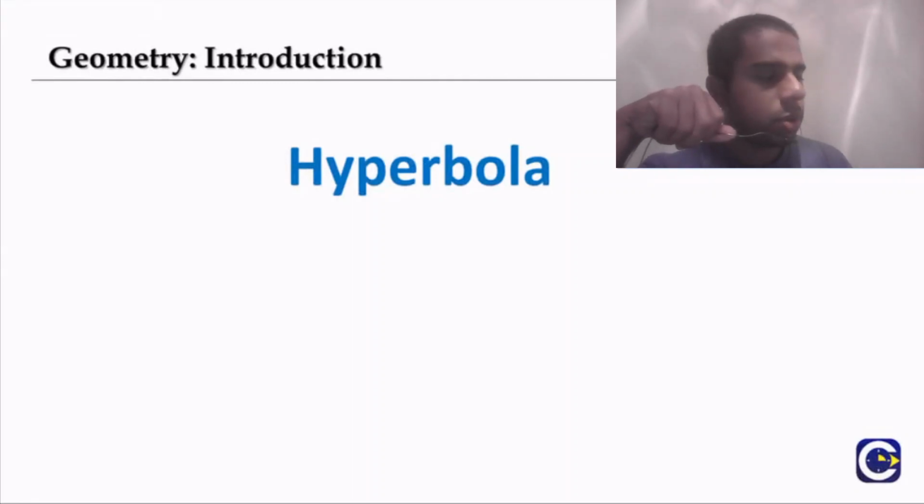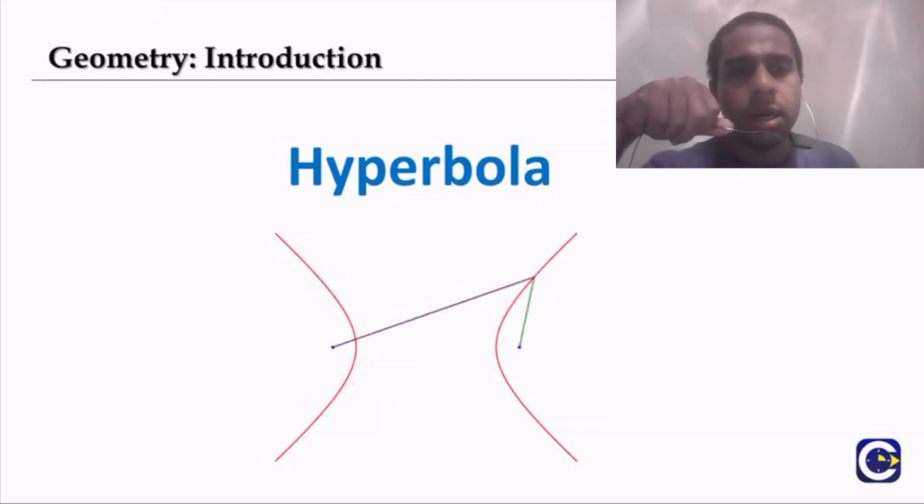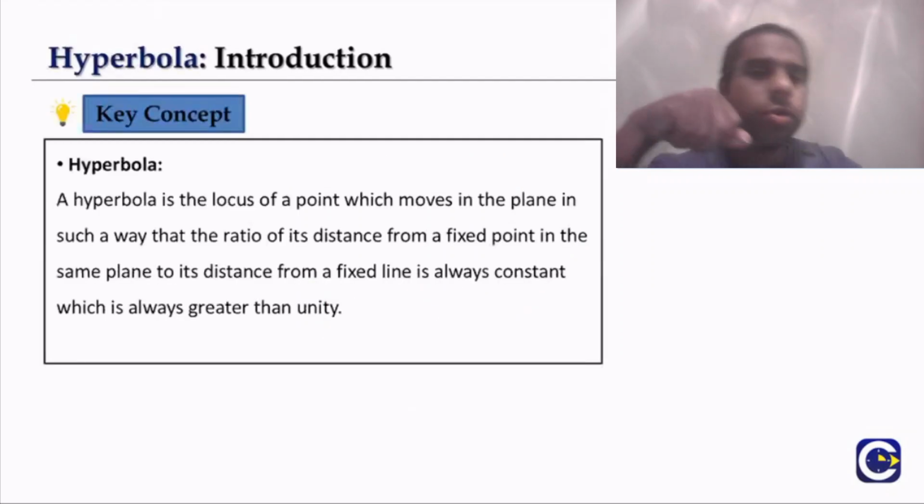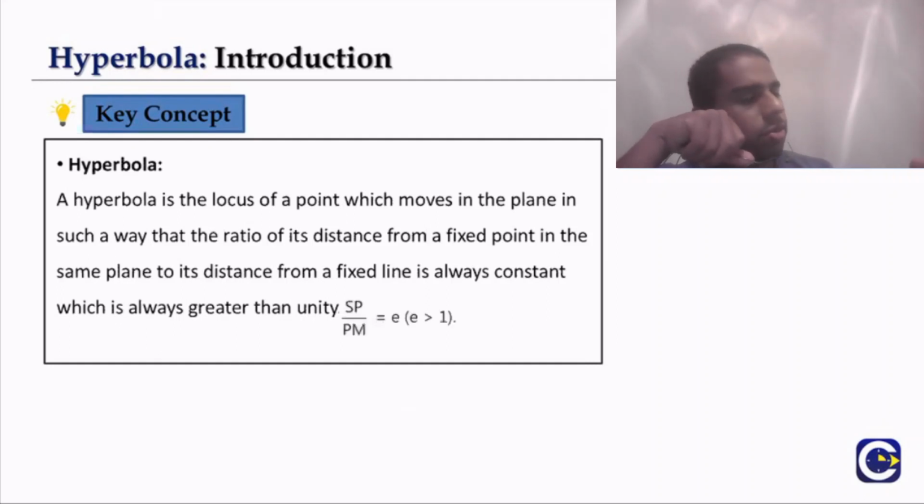So this is what constructs a hyperbola: the difference between the point and the foci. Now we will come to this definition. A hyperbola is the locus of a point which moves in the plane in such a way that the ratio of its distance from a fixed point in the same plane to its distance from a fixed line is always constant, which is always greater than unity. So as I told you, this is eccentricity.